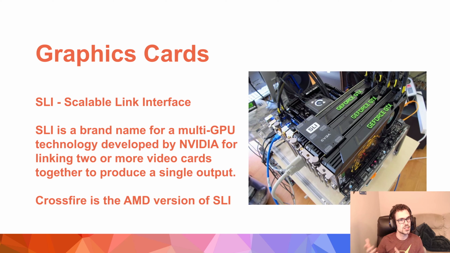But anyway, this is specifically called SLI, Scalable Link Interface. It's a brand name for multi-GPU technology developed by NVIDIA, and that's the important thing to remember. It's for NVIDIA, for linking two or more video cards together to produce a single output. Crossfire is AMD's version of SLI. AMD is the other company that makes a lot of graphics cards, and their version is called SLI. No, I'm sorry, Crossfire. It's called Crossfire.